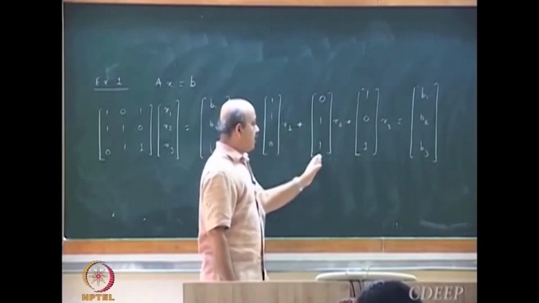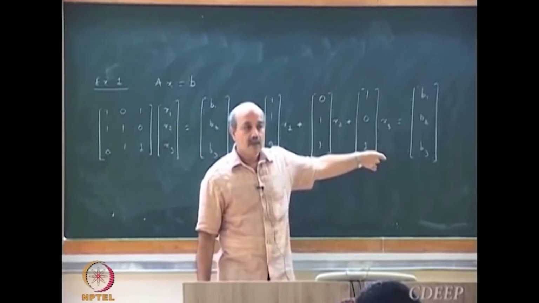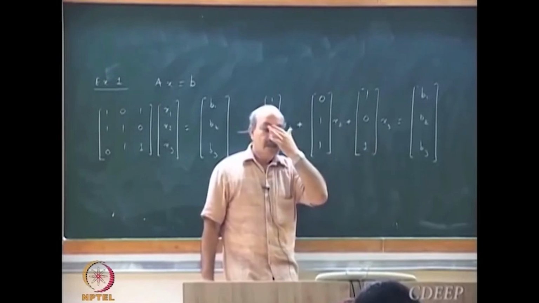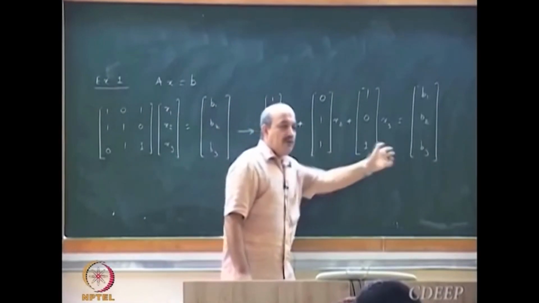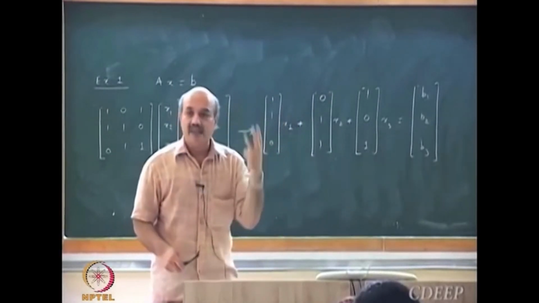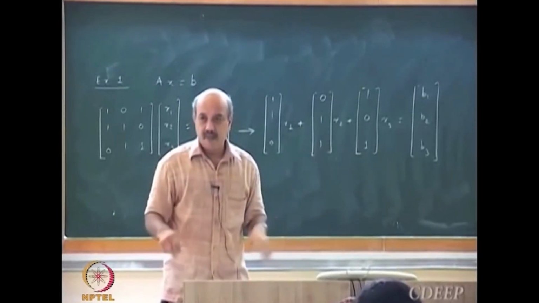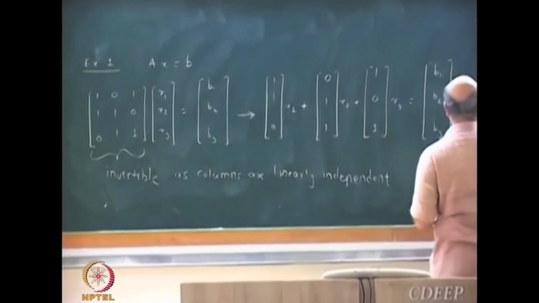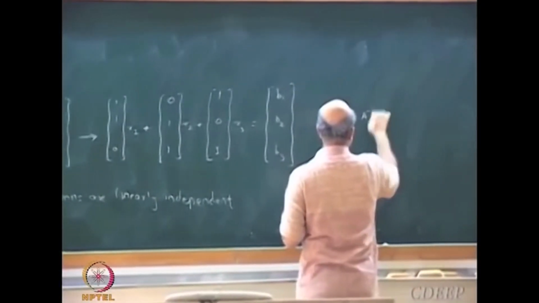So all possible linear combinations. Are these vectors linearly independent? Yes. By inspection for this particular case, because you know about linear algebra, you can see that these 3 vectors are linearly independent. What will be all possible linear combinations of 3 linearly independent vectors in 3 dimensions? Entire space. So I can write a solution which is x equals A inverse b.